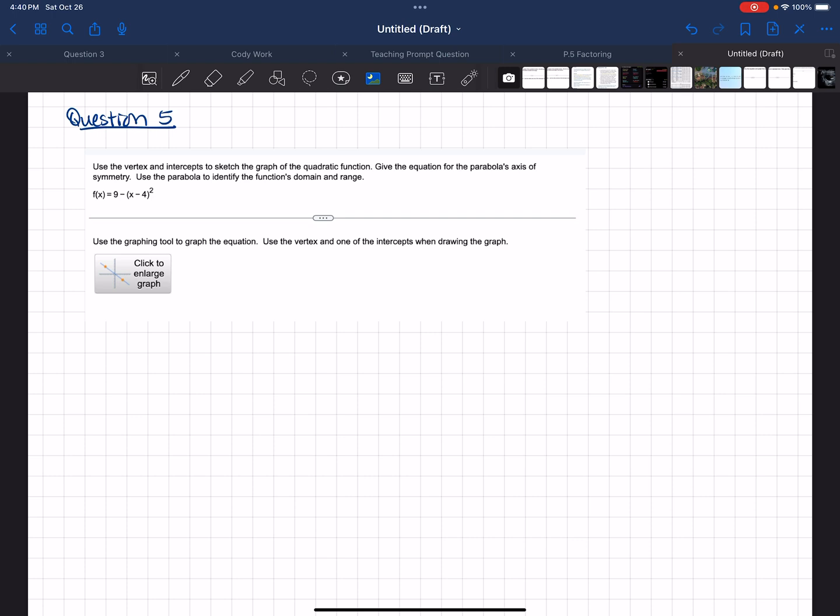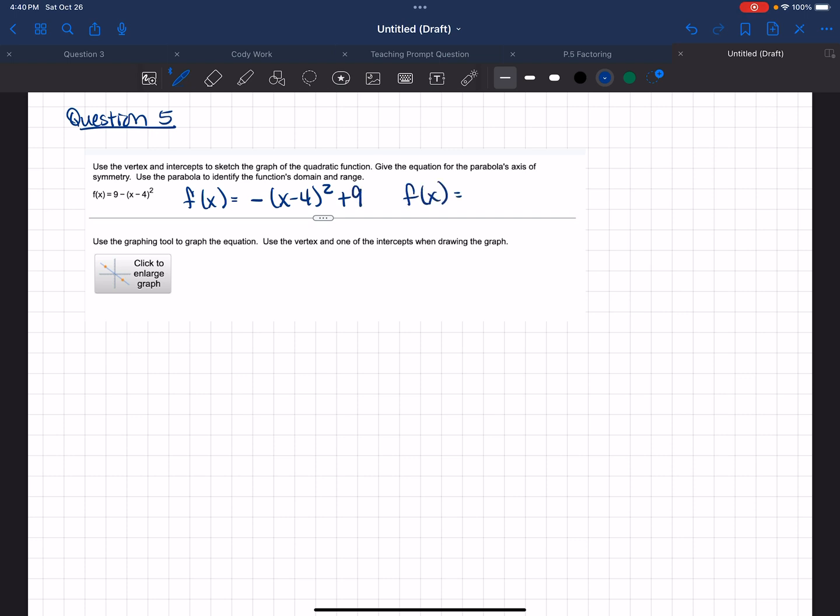This is the same as if we wrote this as f of x equals negative (x minus 4) squared plus 9. And remember, this is in our vertex form, so that is a(x minus h) squared plus k. And if you'll notice here, our a is a negative 1.